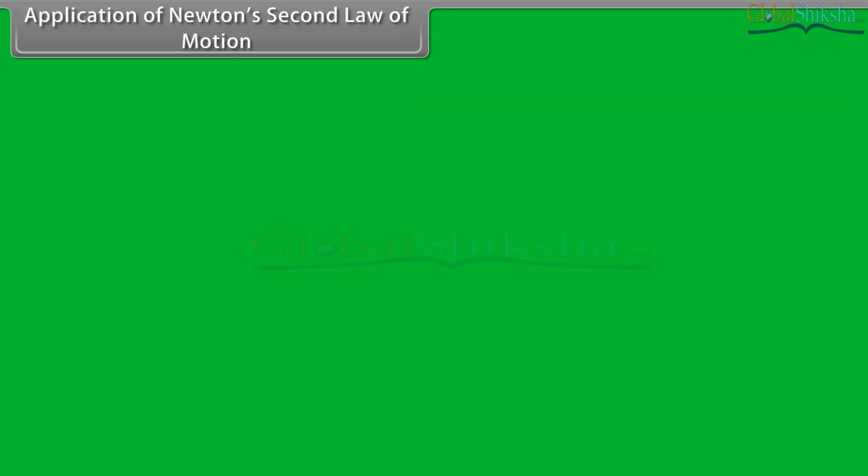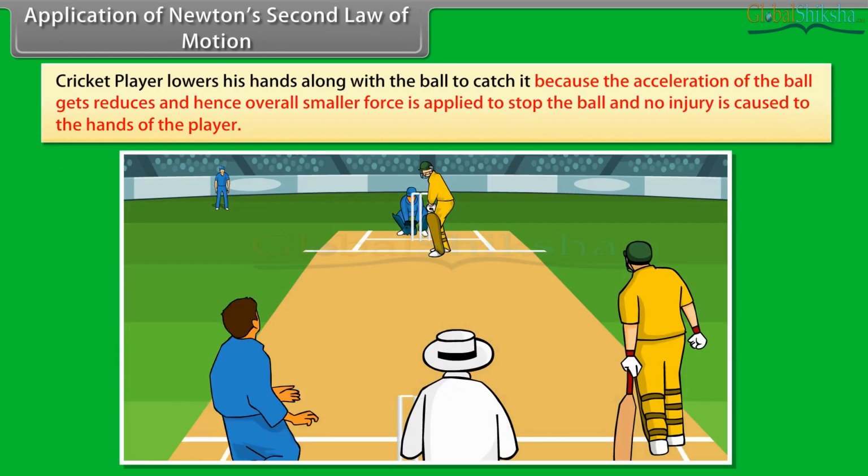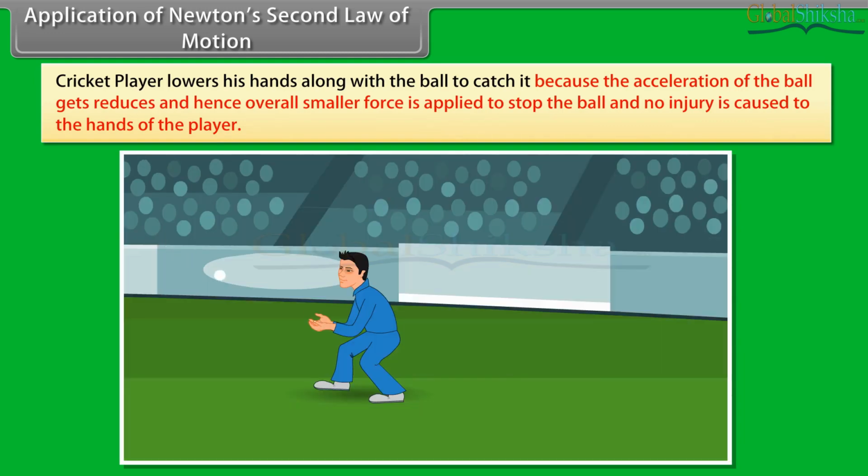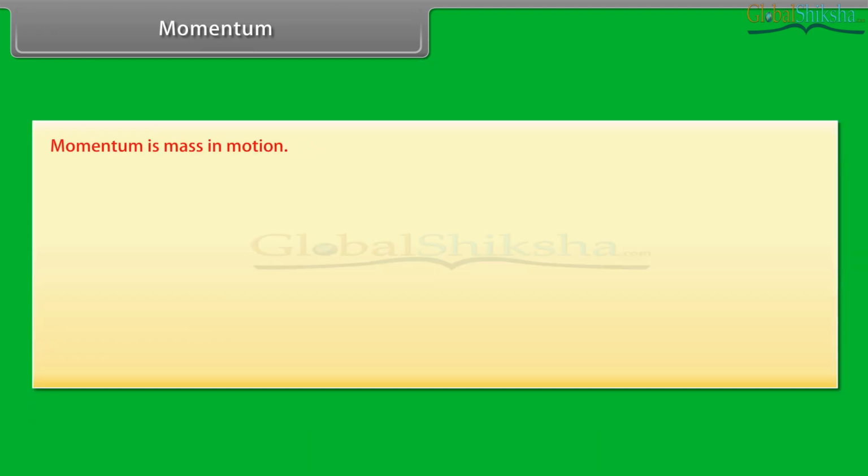Application of Newton's second law of motion. A cricket player lowers his hands along with the ball to catch it because the acceleration of the ball gets reduced, and hence overall smaller force is applied to stop the ball and no injury is caused to the hands of the player. Momentum. Momentum is mass in motion.